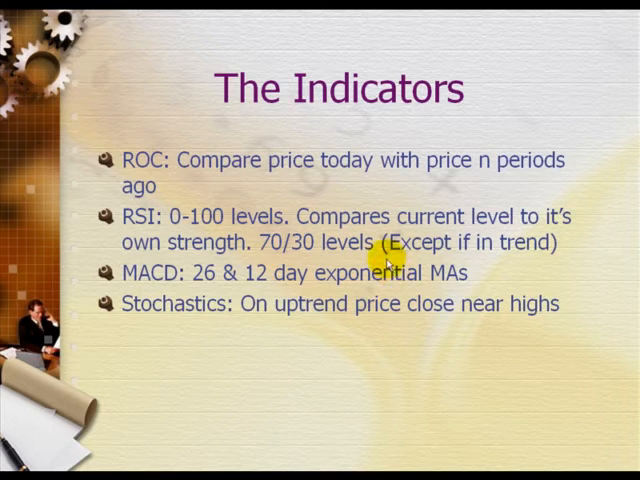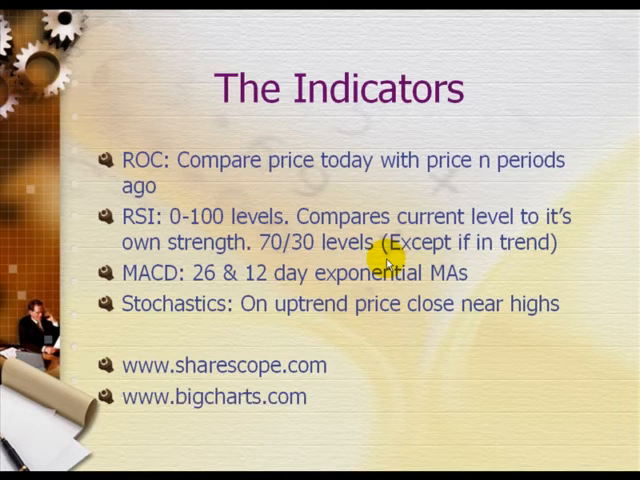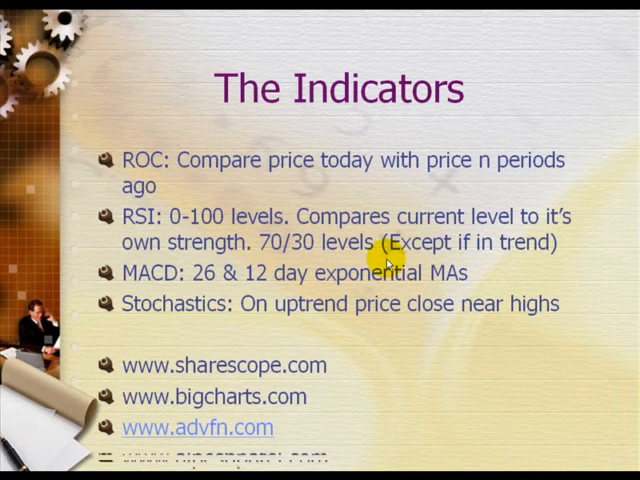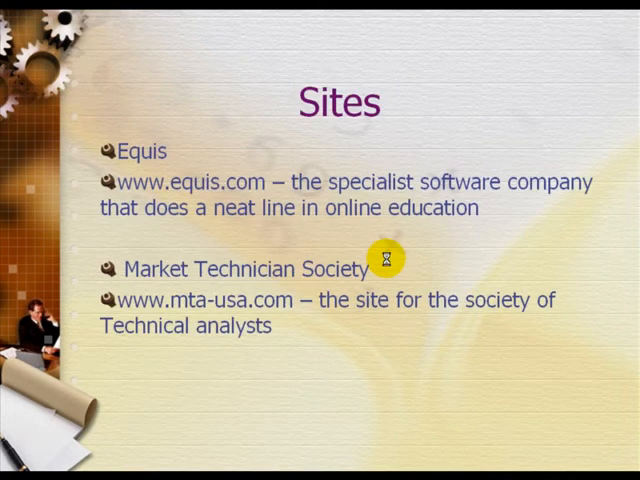Now, ShareScope, why have I mentioned that? Well, people ask me, where do I get all of this information? One place is sharescope.com, the other one bigcharts.com if you're into US stocks, advfn.com and its charting, and have a look at alpeshpatel.com. Other sites, have a look at Equis if you want the software, which is by a company you might have heard of called Reuters, who produce that software. Have a look at the Market Technicians Association if you want to learn more about these types of indicators.